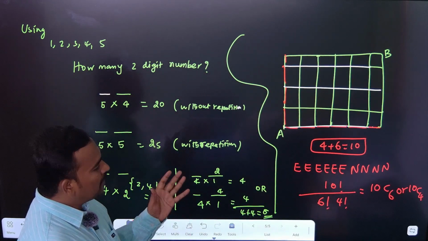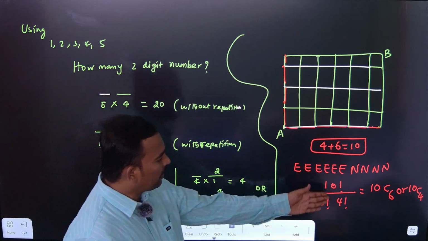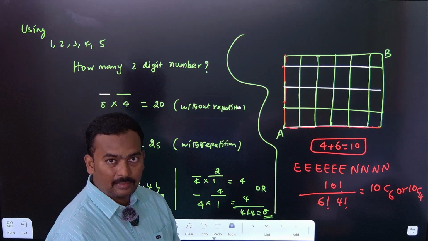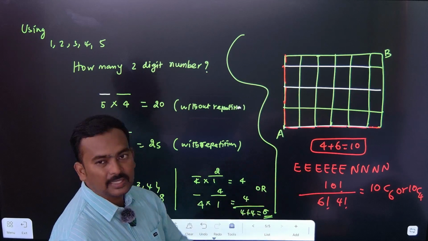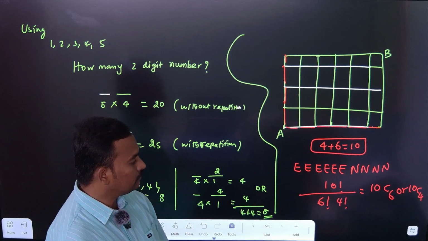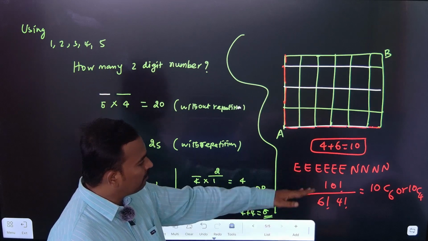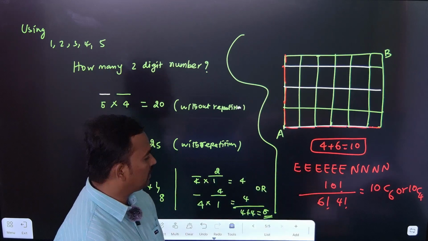So the total number of shortest paths you can make is 10 factorial by 6 factorial into 4 factorial, because the total path is 10. Out of that you can select 4 or 6. Correct? So why are we dividing by 6 factorial and 4 factorial? Repeated things, I will teach you here.